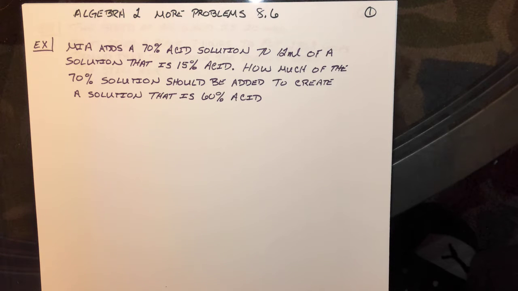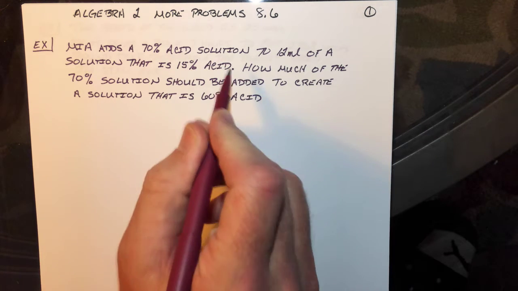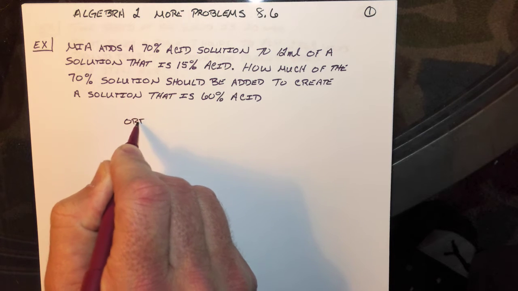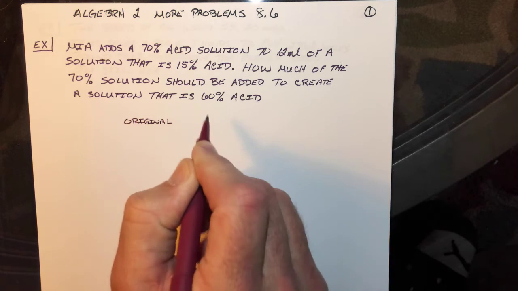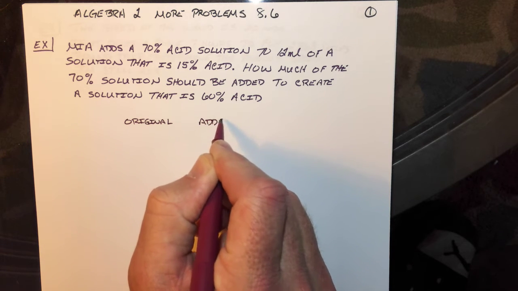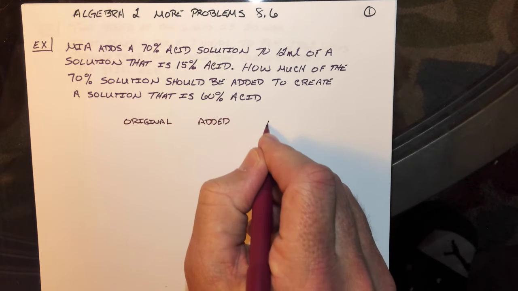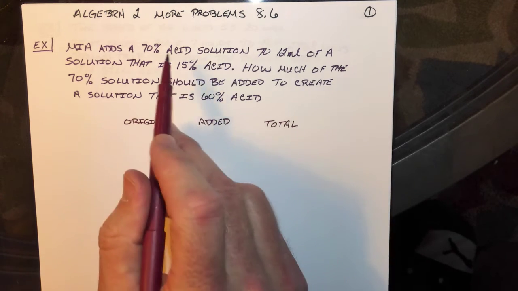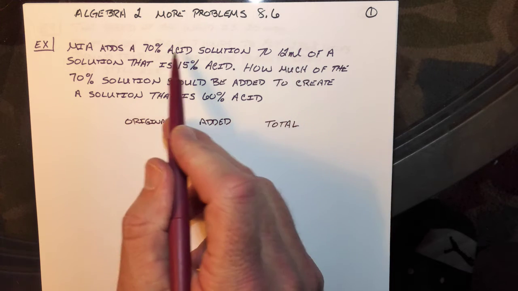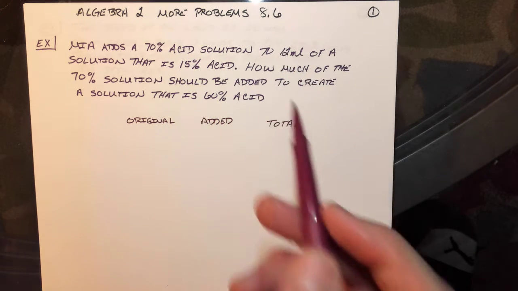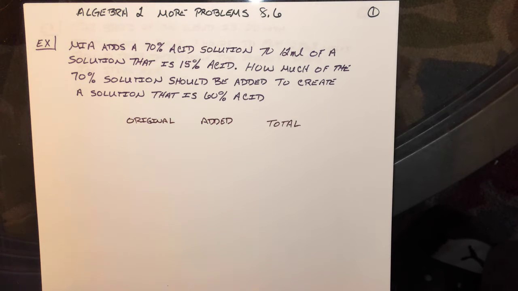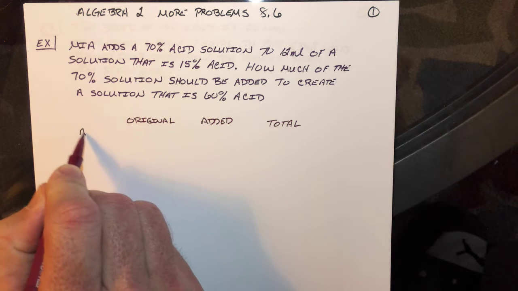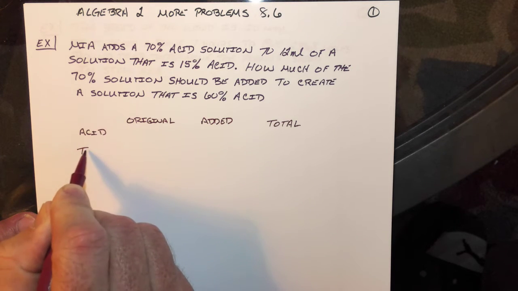So as we're working through this, same kind of deal here. We want to set up a little chart, if you will, to get our stuff organized. So we're going to have what we started with, so we'll call it the original. We're going to add something to it, and then we'll get a total out of this. So let's see what's going on here. We got a solution. Part of the solution's acid. Okay, 70% of it is acid of the 12 milliliters. The rest of it is base, inert, water, what have you. So we've got the acid composition, and then we've got our total solution.